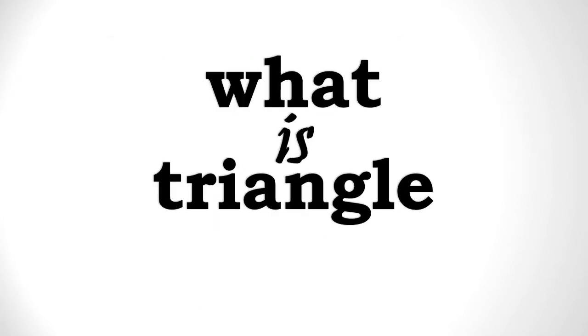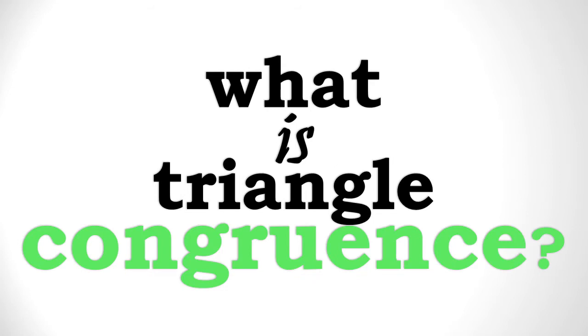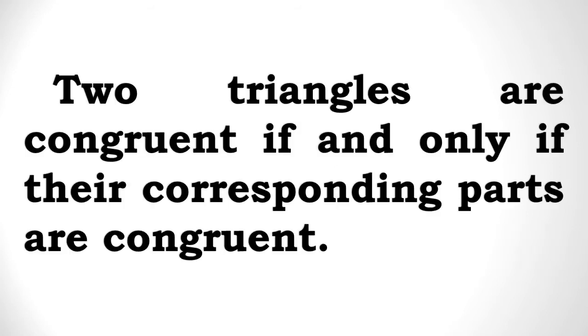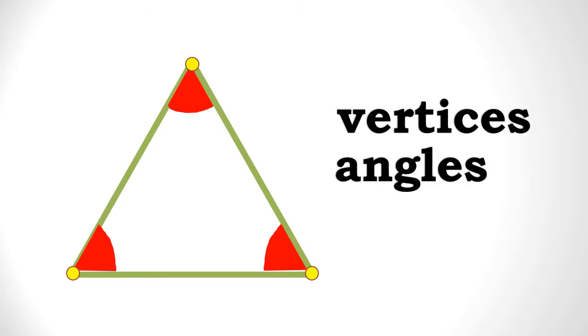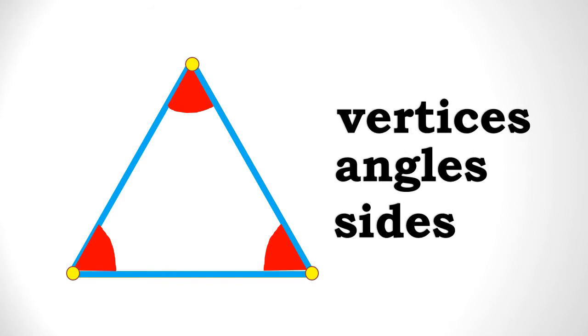Let's begin. So what exactly is triangle congruence? By definition, two triangles are congruent if and only if their corresponding parts are congruent. Notice that the word parts is encircled. Can you still remember the three parts of a triangle? We have the vertices, angles, and sides.